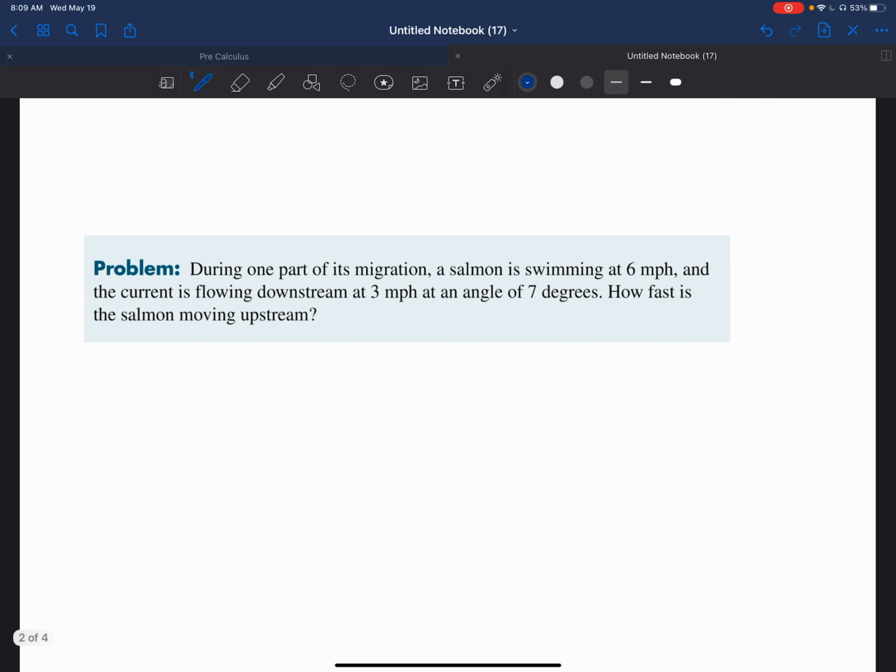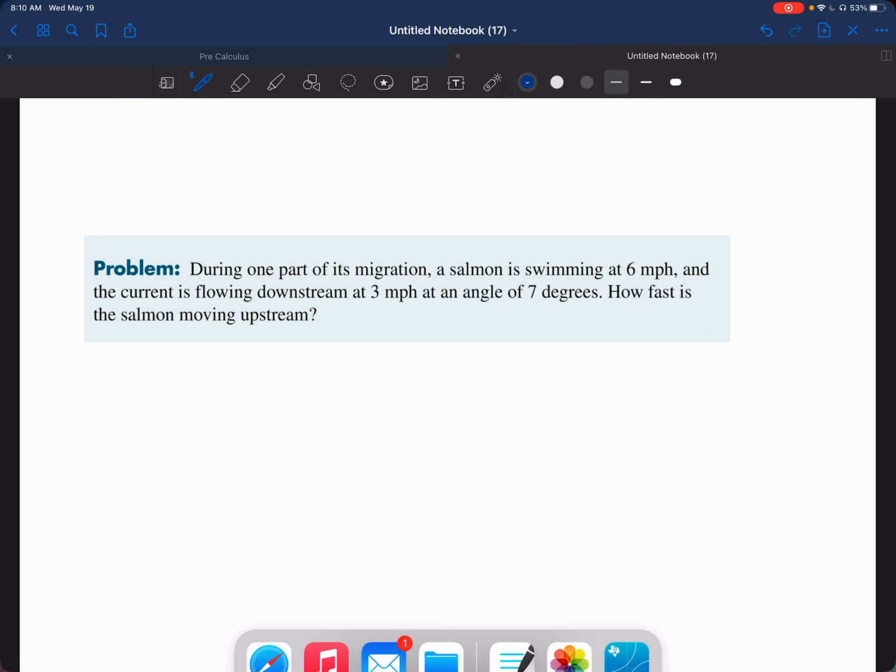during one part of its migration, a salmon is swimming at 6 miles per hour, and the current is flowing downstream at 3 miles per hour at an angle of 7 degrees. What we're trying to figure out is how fast the salmon is moving upstream. So the current is going to affect the speed of the salmon. Even though the salmon is outputting a force enough to move at 6 miles per hour, the current is going to push it down, making it slow down. It's actually now moving at less than 6 miles per hour because of the force of the stream. So I'm going to underline some important information.